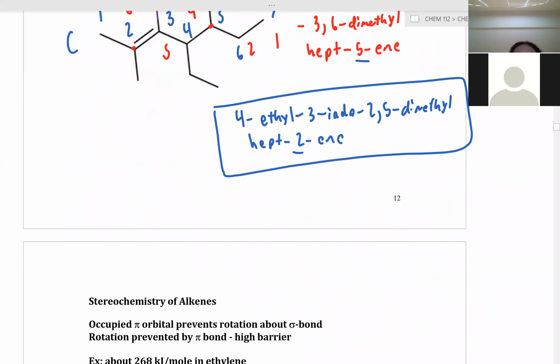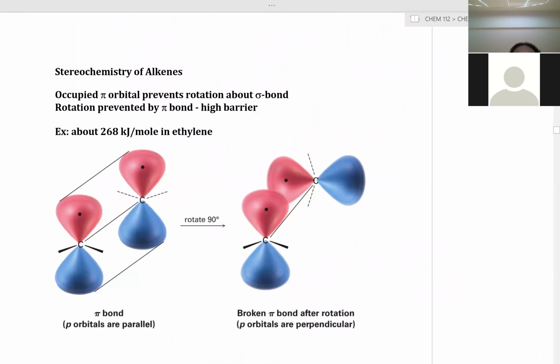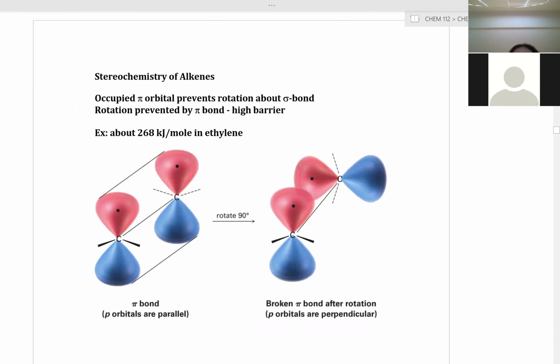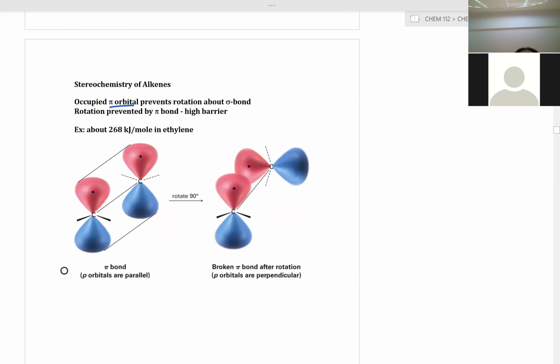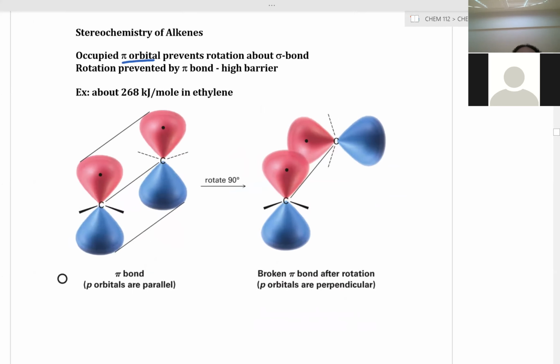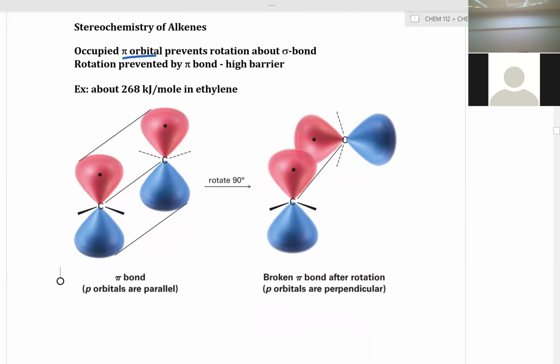Okay, so we did some naming. Let's talk a little bit about stereochemistry of alkenes once again, just to review. An occupied pi orbital, so a carbon-carbon double bond, involves both a sigma and a pi bond. And this pi bond, this full pi orbital, prevents rotation. You can't rotate double bonds.